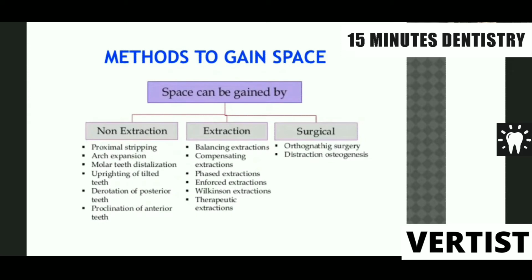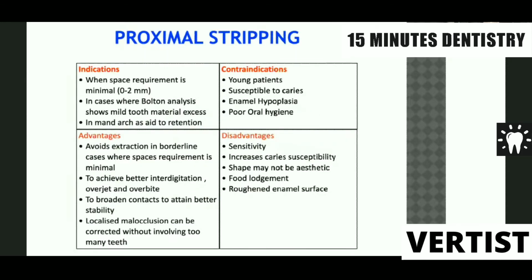teeth. Extractions, yes, we have the balancing extractions, compensating extractions, phased extractions, Wilkinson's extractions, and therapeutic extractions, which are used whenever we are doing our orthodontic treatment. And surgical, yes, orthognathic and distraction osteogenesis. Just a single slide on each of the different methods of gaining space.